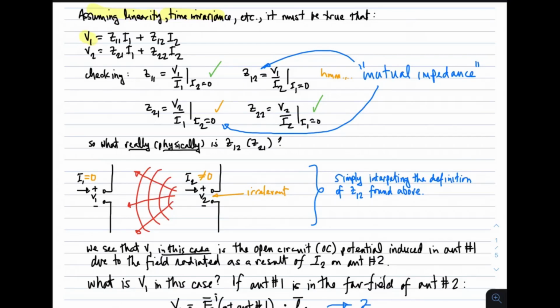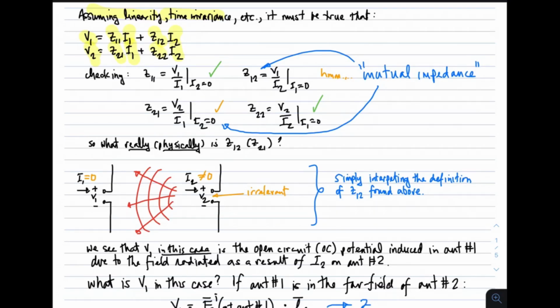V sub 1 is a linear combination of the currents I sub 1 and I sub 2, and those combining coefficients are Z sub 11, at the moment just a coefficient, but we'll see this is the same Z sub 11 we talked about before, and Z sub 12. And similarly, V sub 2 can be written as a linear combination of the currents I sub 1 and I sub 2, where the combining coefficients are Z sub 21, just to give it a name, and Z sub 22, just to give it a name.